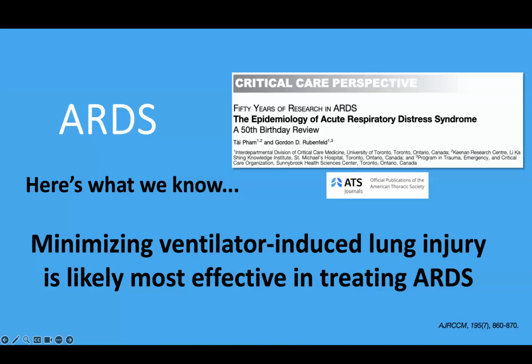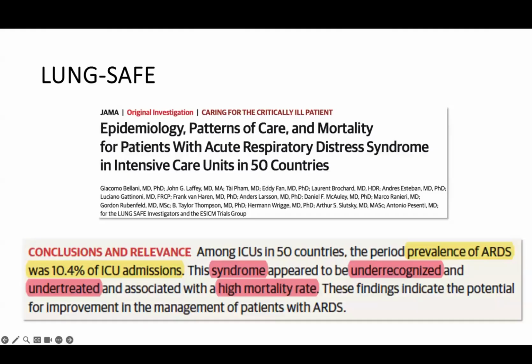Not that ARDS is a CO2 driven issue as much as it is an oxygenation issue. So just backing up a bit here, I'd be remiss if we didn't at least quickly discuss the famous LungSafe study. Well, LungSafe standing for Large Observational Study to understand the global impact of severe acute respiratory failure. That was a very creative acronym they came up with. You'll notice some very famous names on this research team.